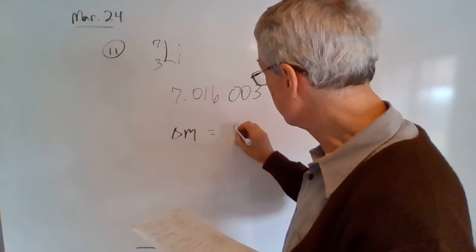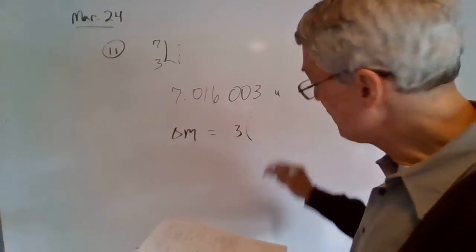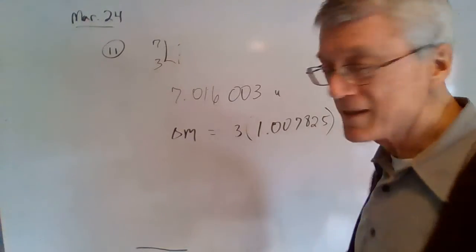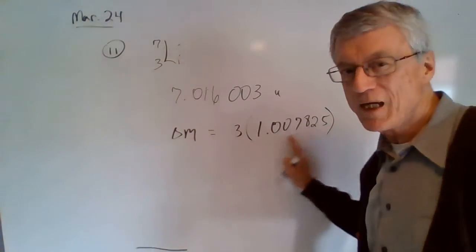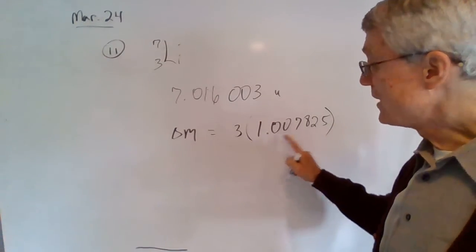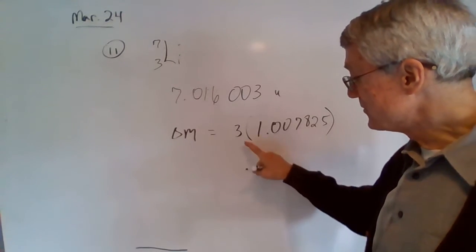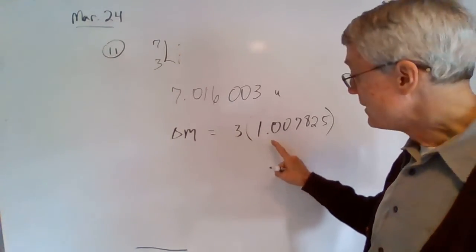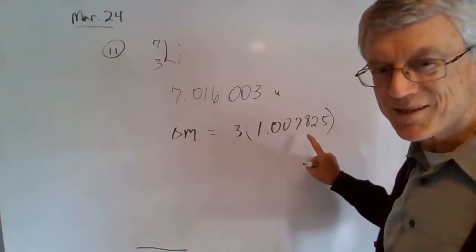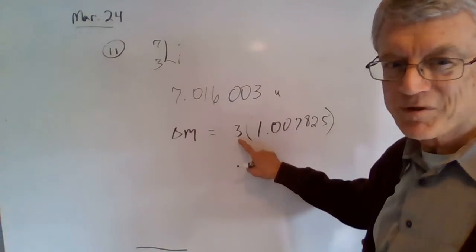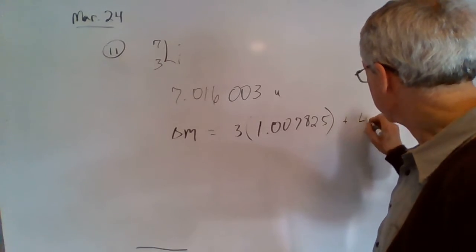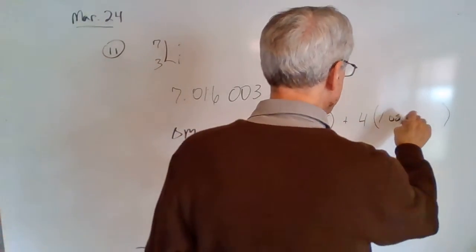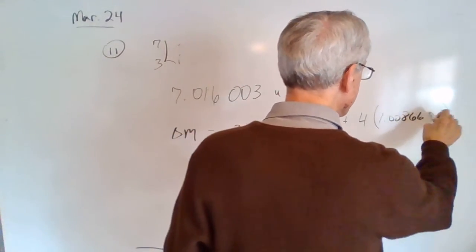And so I would multiply 3 times this number, 1.007825. Now, if you look back at that chart on the first page in chapter 31, this is the mass of a hydrogen atom. It's not the mass of a proton. It's a hydrogen atom. But the hydrogen atom includes protons and electrons. That's why it's a little bit more than the mass of a proton. So this is the mass right here of 1 proton and 1 electron. And there are 3 of each of those. There are 3 protons and 3 electrons. Plus 4 times the mass of a neutron. And the neutron's mass is 1.008665. I believe that's it.